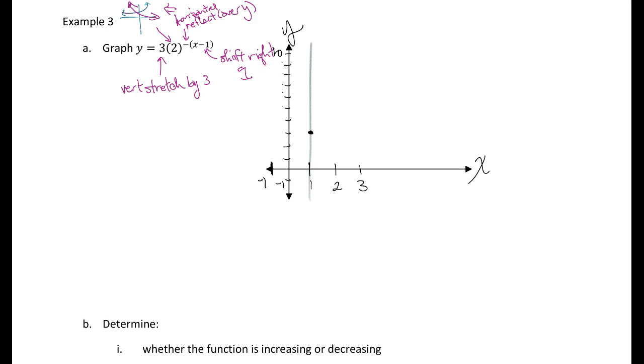You can plug in values and use your brain. So it would be 2 to the power of 1 is 2 times 3 is 6, and that's what's going to happen here. 2 to the power of -1 would be a half, so half times 3 is 1 1/2. That gets us here. So we're farther away from our horizontal asymptote.